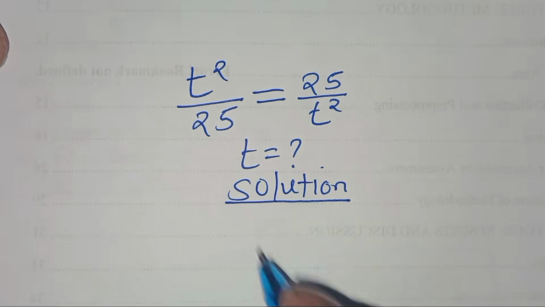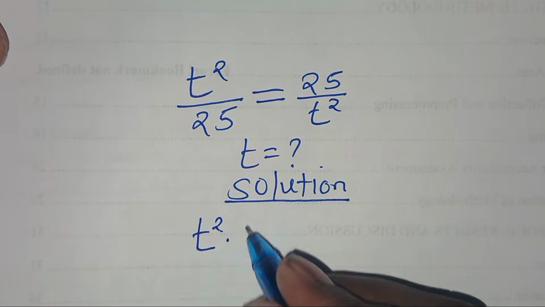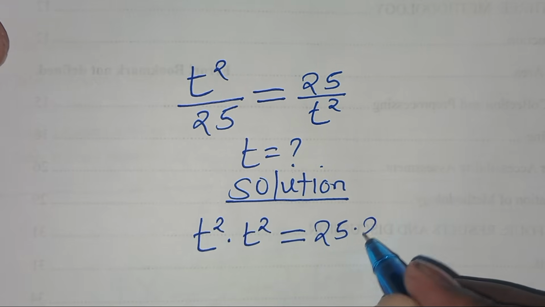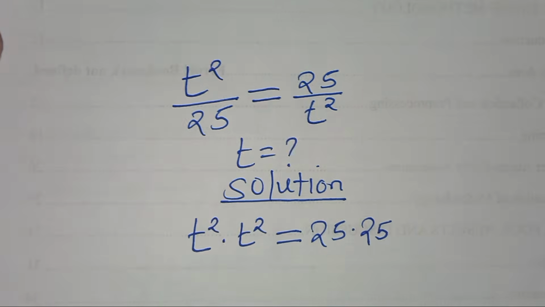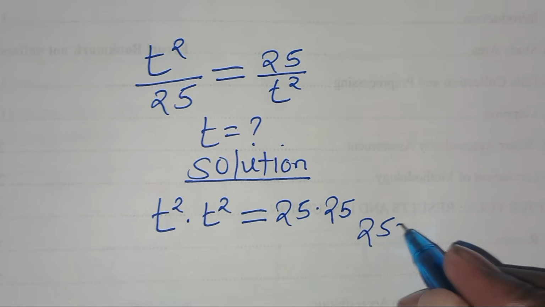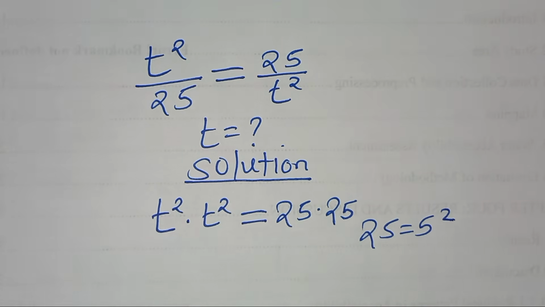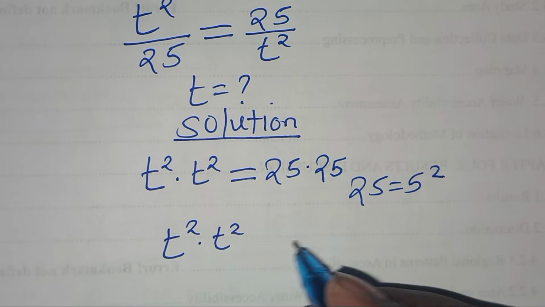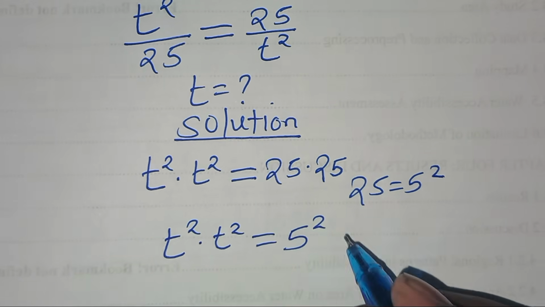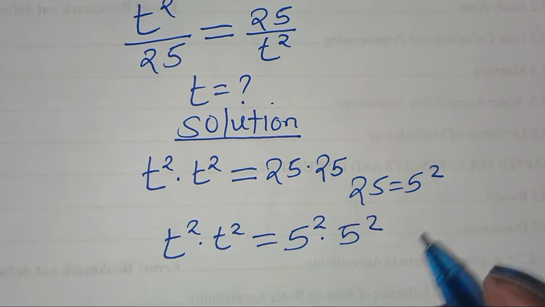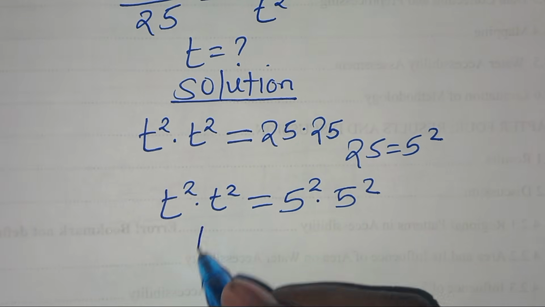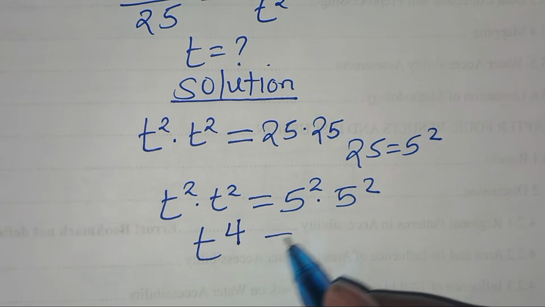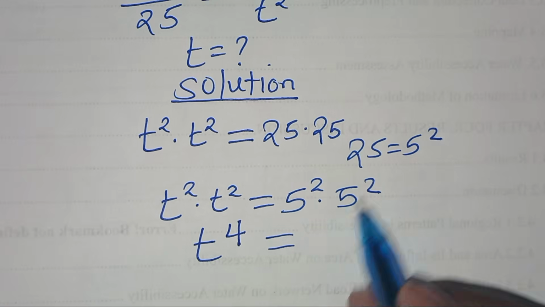Let's cross multiply here so that we'll have t to the power 2 times t to the power 2. This is equal to 25 multiplied by 25. 25 is the same thing as 5 to the power 2. So this is the same thing as t to the power 2 times t to the power 2, equal to 5 to the power 2 times 5 to the power 2. So this is the same thing as t to the power, this is 2 plus 2, which is 4. And this is equal to 5 to the power 2 times 5 to the power 2.